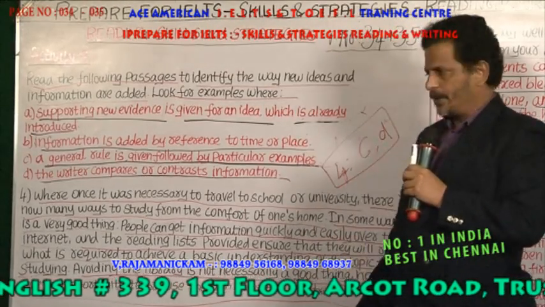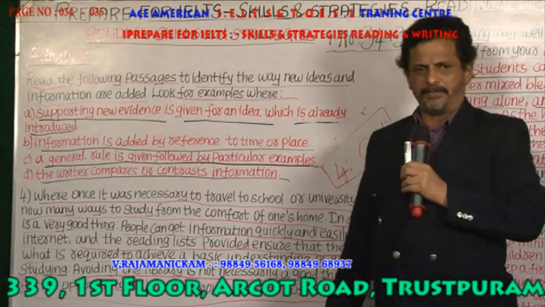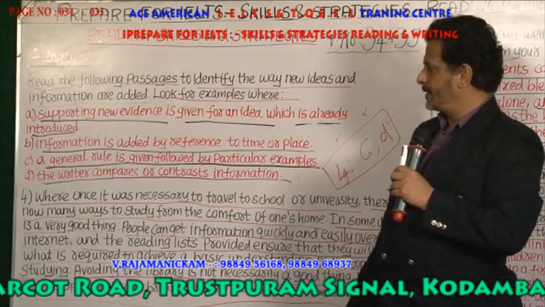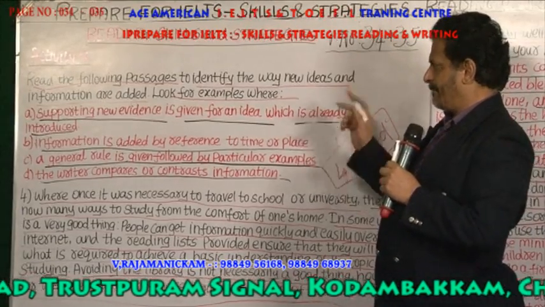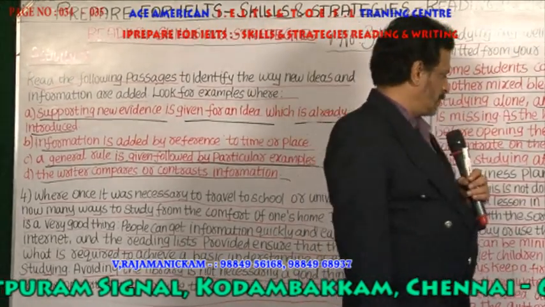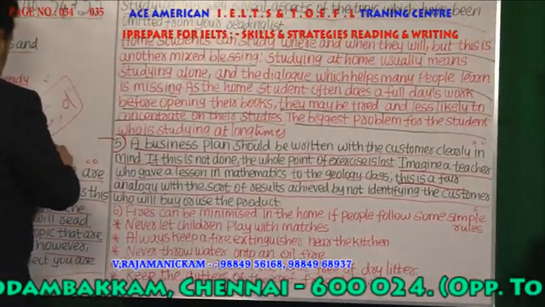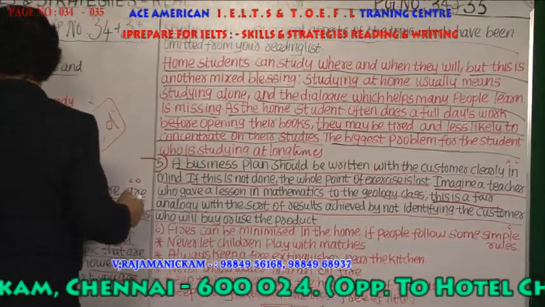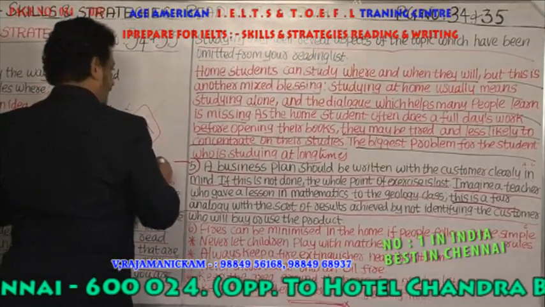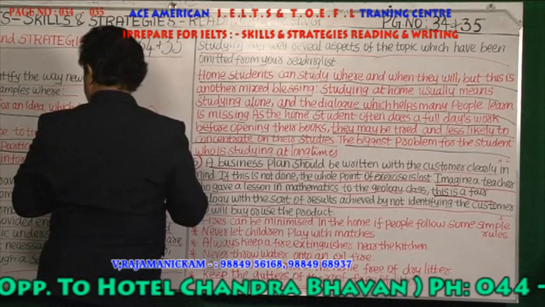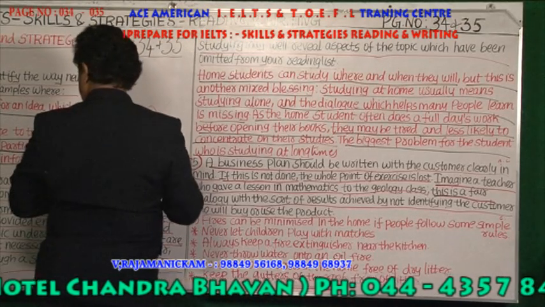So what example does he give? Mathematics teacher and geology students, right? So we can take C, right? C could be taken. So for the fifth, what is the answer? C can be given, is it? C, it can be given, yeah, C.